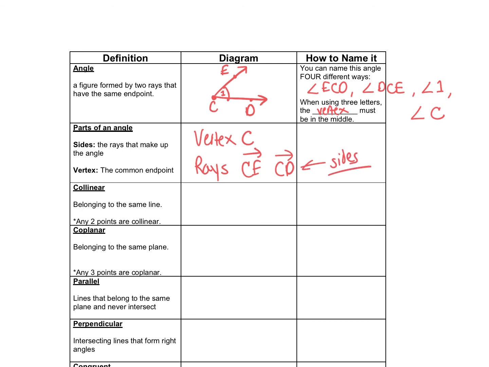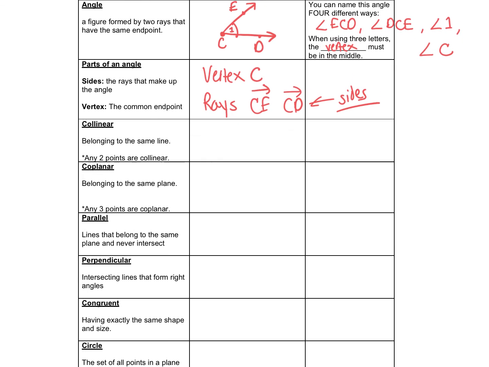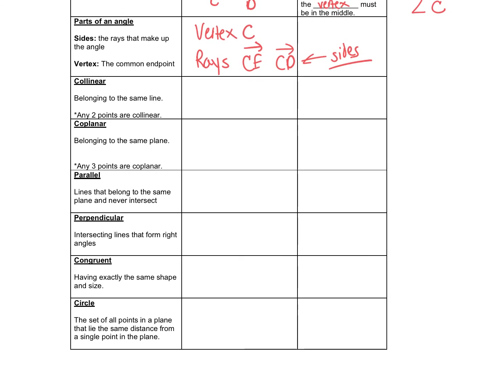Okay. Remember the words collinear and coplanar? We talked about that. Collinear means belonging to the same line, so any 2 points are collinear. So if I drew a line and called it AB, then you say points A and B are collinear, because they lie on the same line. Remember, coplanar means that they belong to the same plane. So any 3 points can belong to the same plane. If I call these points E, F, G, then you can say that they are coplanar because they all lie on the same plane.